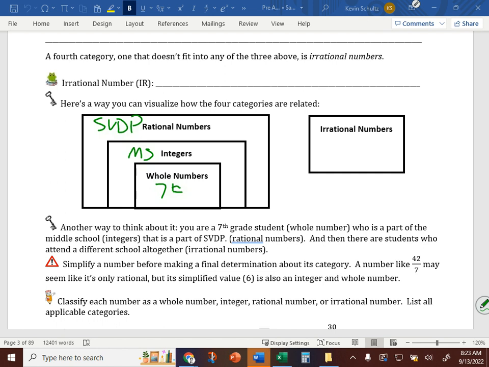So you're like the wholes. You can call the 8th graders integers for the rest of the day, and then walk down the hallway, say, "Hey, rational student," right? Anyone else that's part of the SVDP community. And then you've got all other schools over here because they're not part of the same school, right? They're separate, completely separate, right? That number system is kind of the same way there.